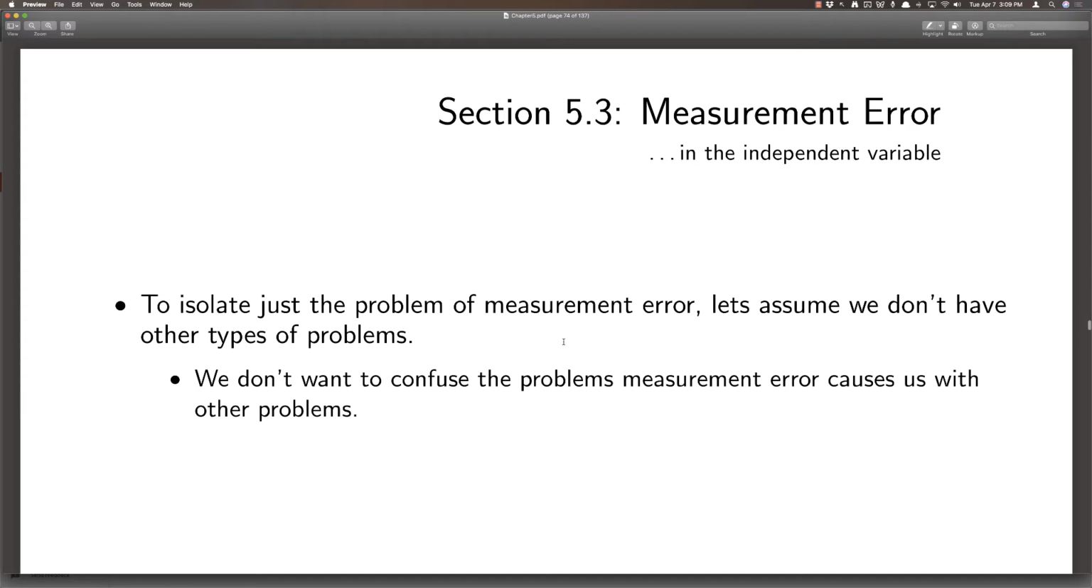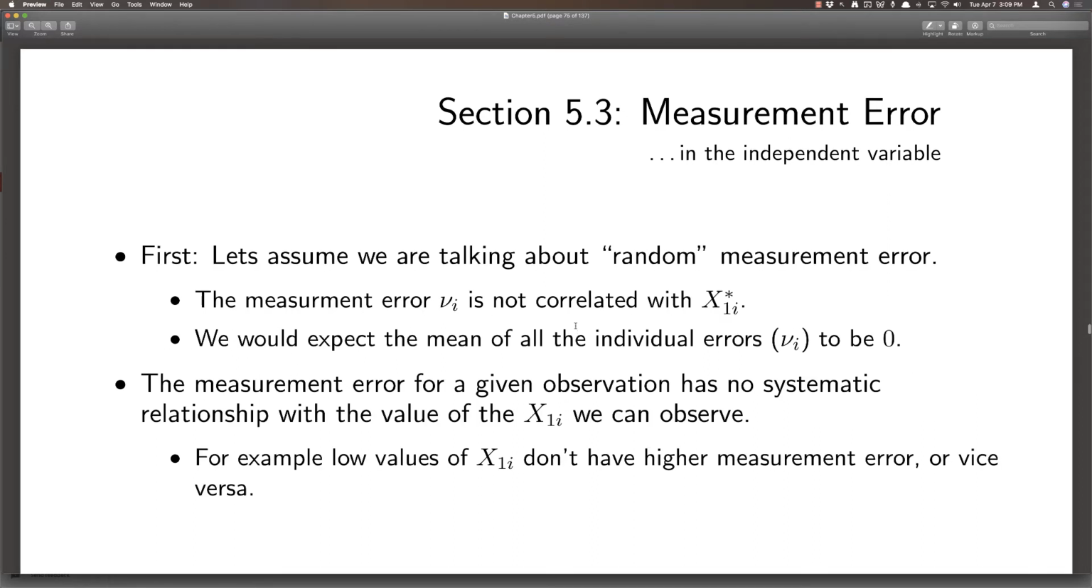Now, in the real world, though, you can face all of these problems at once. But while we're getting our sea legs here, while we're figuring out exactly what the effect of measurement error is, we're going to assume no bias and no heteroscedasticity. All right. So let's assume we're talking about random measurement error. So this is measurement error that is not correlated with the value of x1 star.